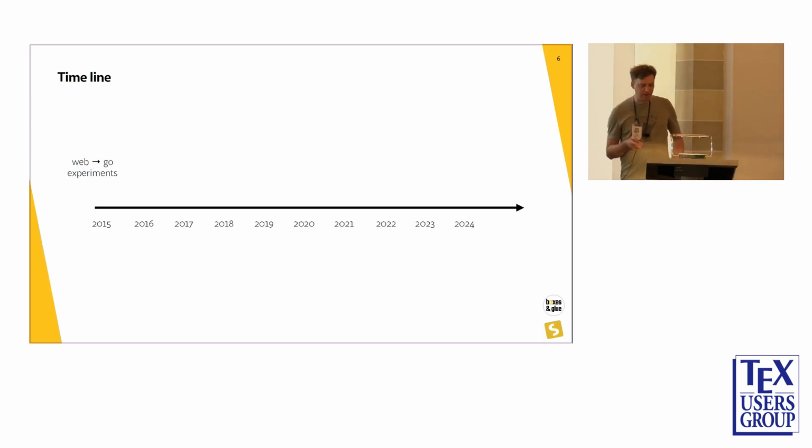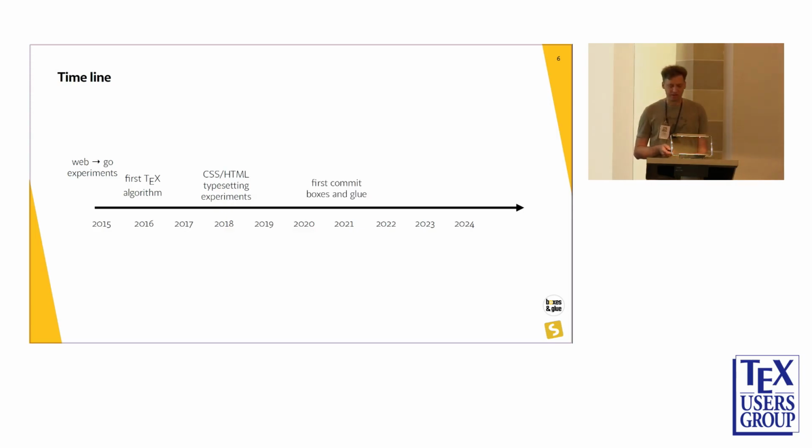So I thought a long time about how to do this, and then I started rewriting the algorithms from TeX into Go. There I started with the hyphenation algorithm, did some other things. Then I did some typesetting experiments. And 2 years ago, I made the first commit, or the first code on boxes and glue. I tried a Lua front end, but I threw it away because it was too early at that time to have an API.